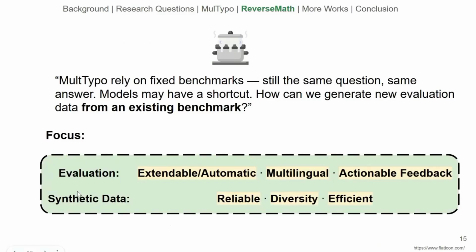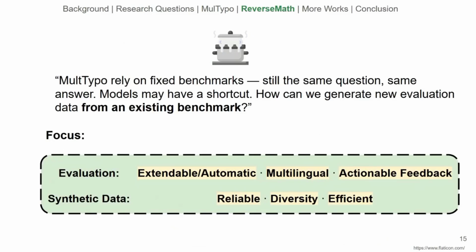Okay, so we see multi-typo can help us generate typo synthetic data, and it can help to detect the model's robustness against this noisy data. However, it relies on a fixed benchmark. Even if we introduce typos, it still asks the same question. It still has the same original question and original answer.